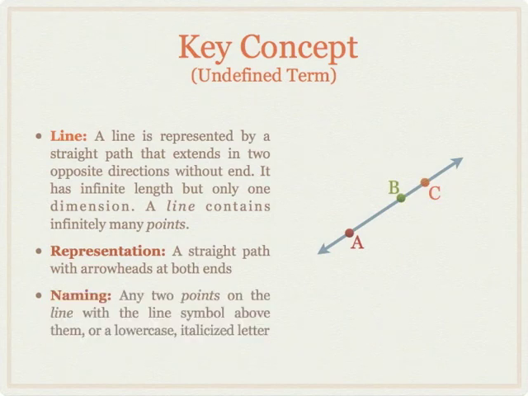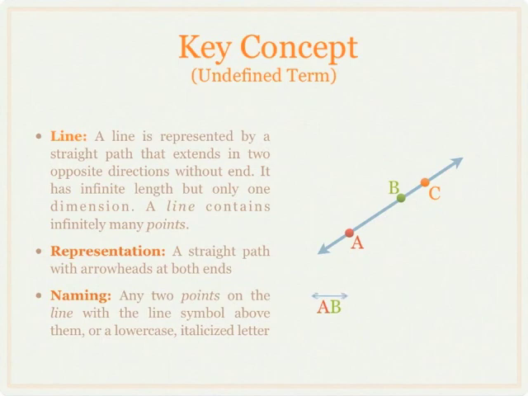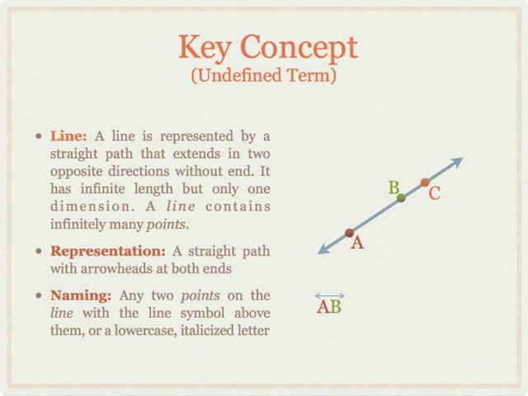To name a line, you need one of two things. You either need 2 points on the line, say A and B, with the line symbol above it. Here's A and B. Notice that above A and B there is that line symbol. It is a line with arrowheads at both ends. We could also name this line BC and line CA. Notice that the order of the points doesn't matter. Sometimes you will see an italicized letter at one arrow point of a line, in this case L. So we could name this line L.